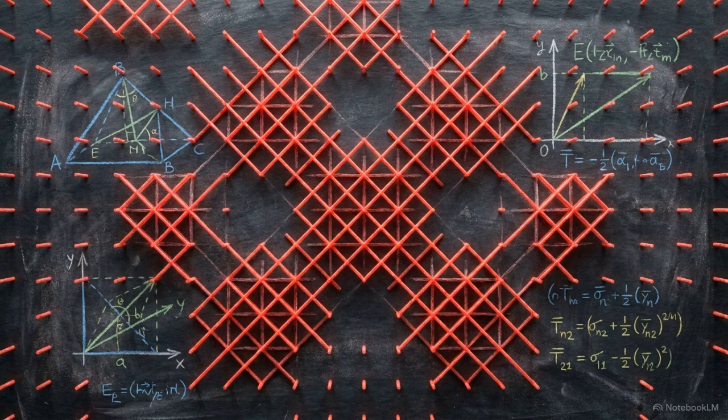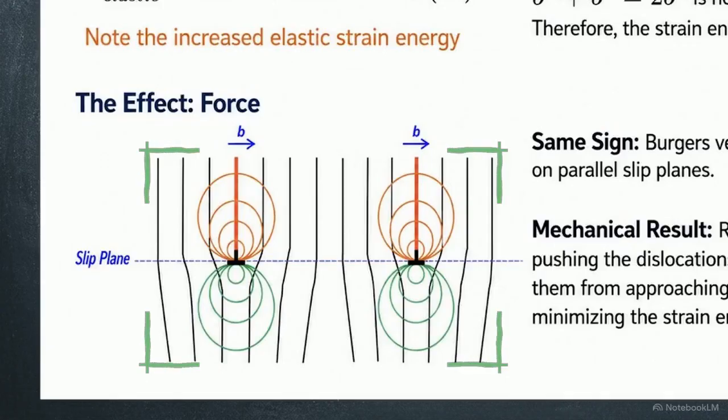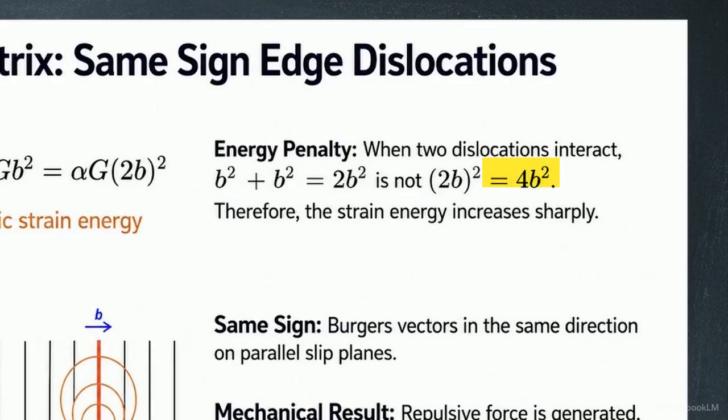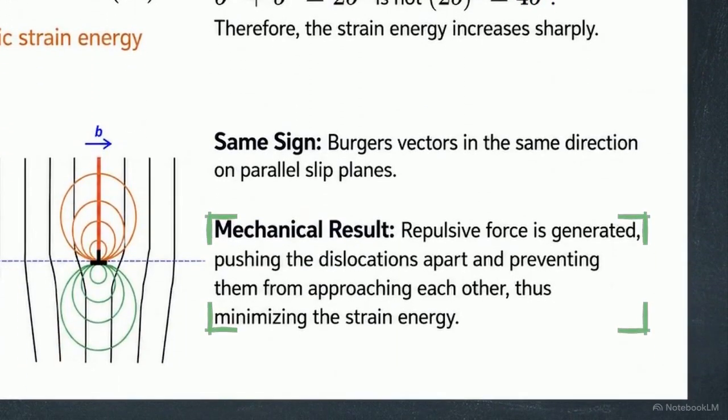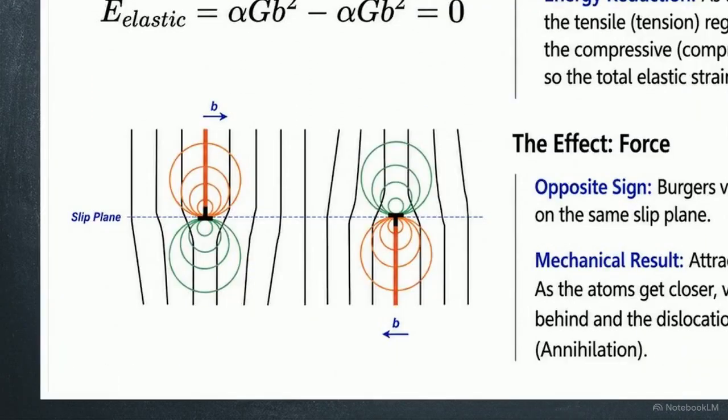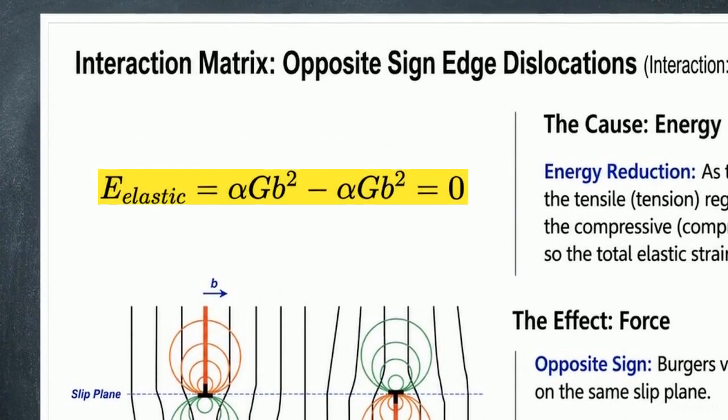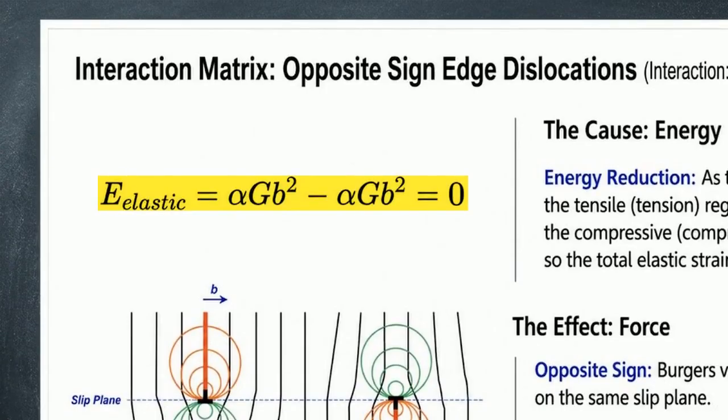When edge dislocations of the same sign approach, their respective compressive and tensile strain fields superimpose. This creates a severe energy penalty, pushing the strain energy to 4 times b squared. To prevent this, a physical repulsive force keeps them apart. Conversely, when opposite-sign dislocations approach, their fields cancel out. This drops the total elastic energy toward zero and drives the dislocations to annihilate each other.